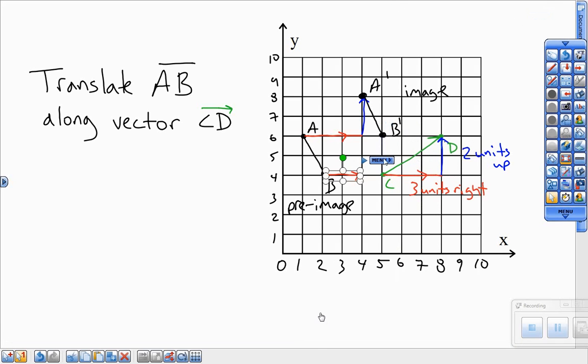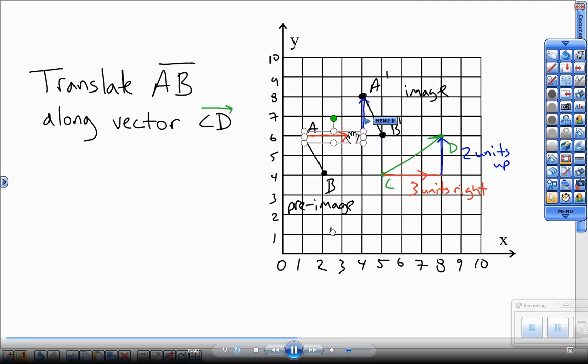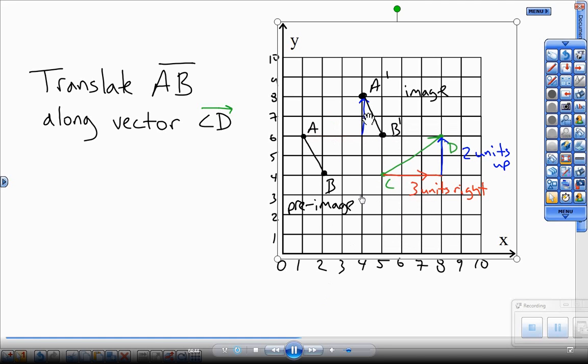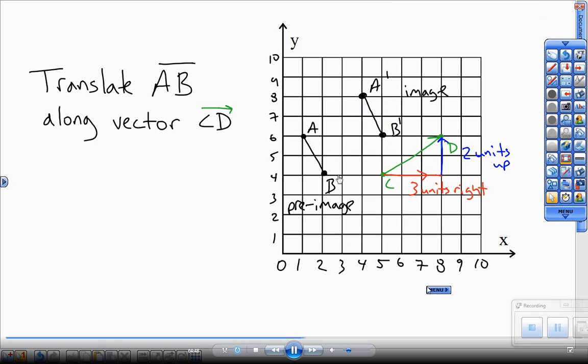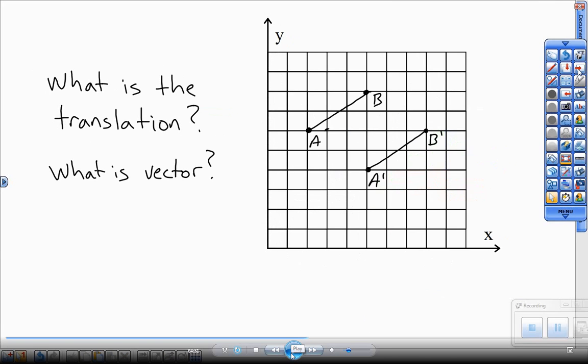And again, you can clearly see the pre-image AB moved in the pattern that this vector is describing, right 3, up 2. There's the new line segment. The third word is red, red.